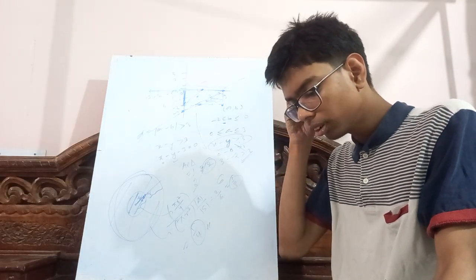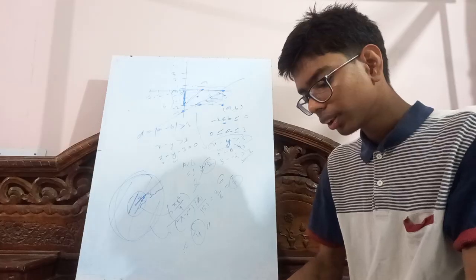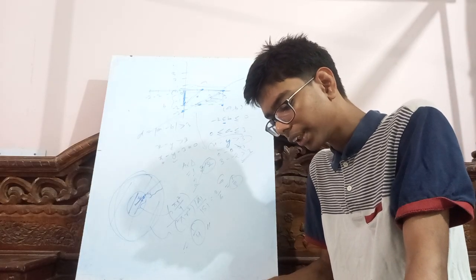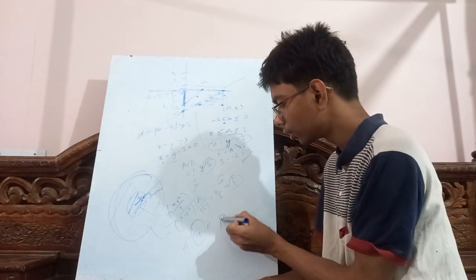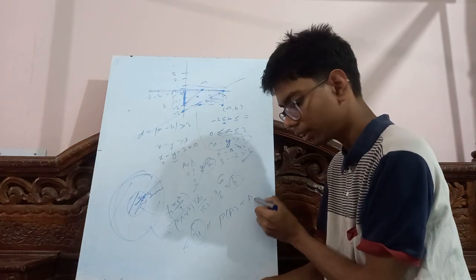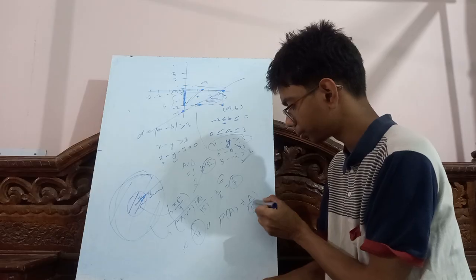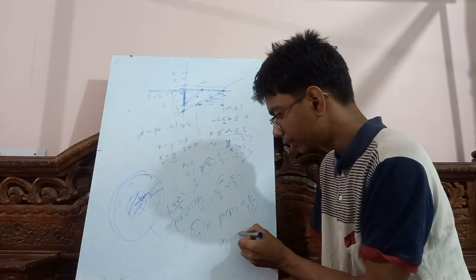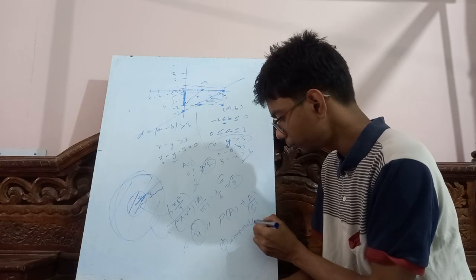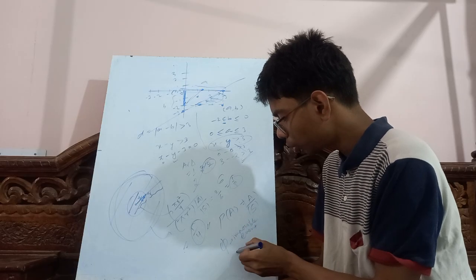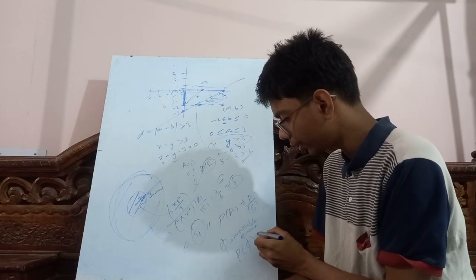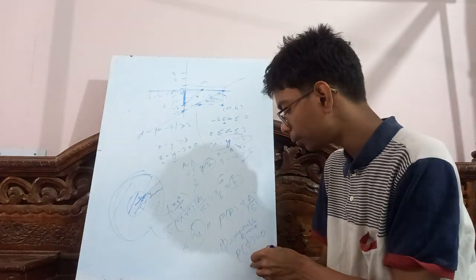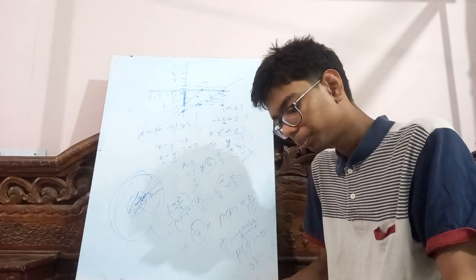Now, what is the definition of probability? Let S be the sample space of an experiment, and A an event. Then the probability of A, P of A, will be A by S, right? And suppose phi is the impossible event, so the probability of an impossible event is 0. The probability of any event will lie between 0 and 1.